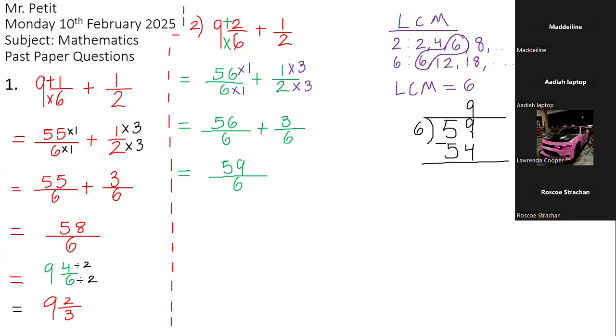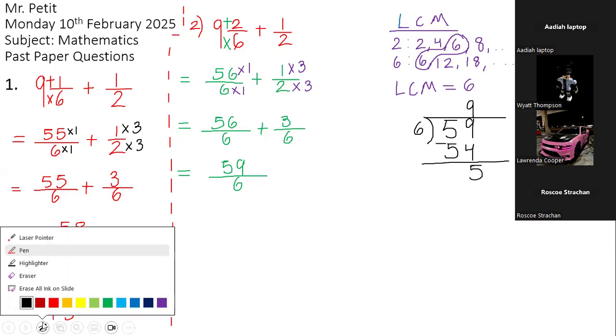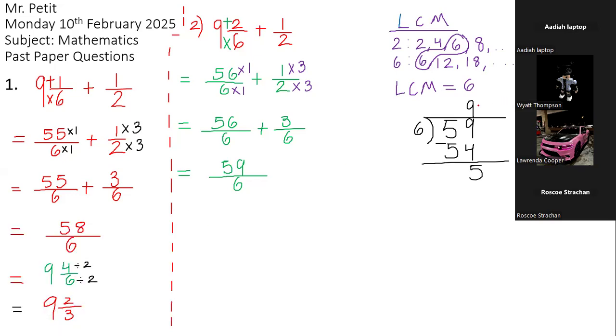59 minus 54. 9 minus 4 is 5. It's gonna be equal to 5. What is the whole number? 9. What is the numerator? 5. What is the denominator? 6. So that means it's gonna be equal to 9 and 5 over 6.